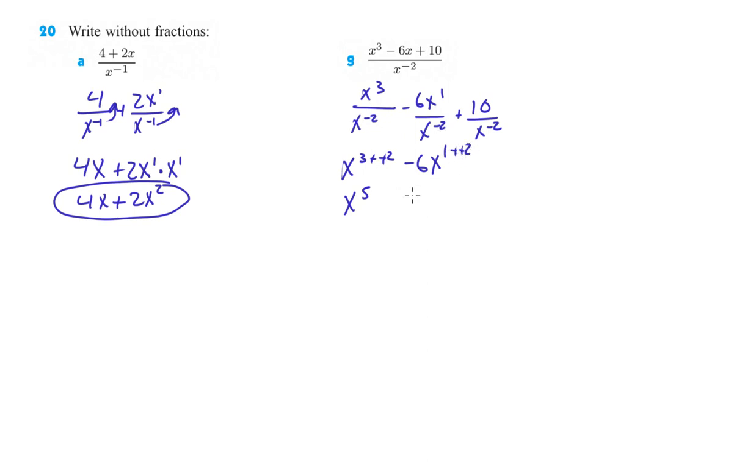So that's going to be plus. So that's negative 6x cubed. And then this x to the negative second is just going to move to the top to turn into plus 10x. It's negative 2 on the bottom, so it'll turn into positive 2 on the top, and we just end up with that.